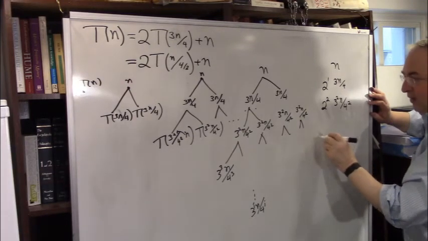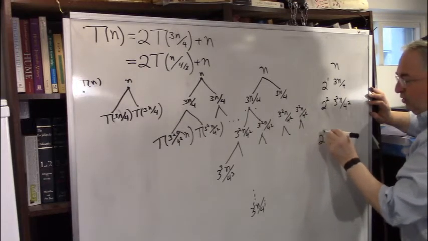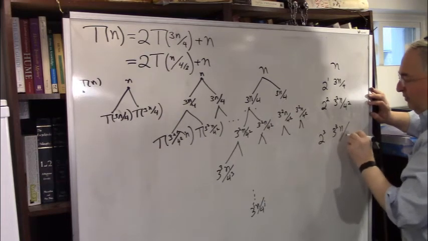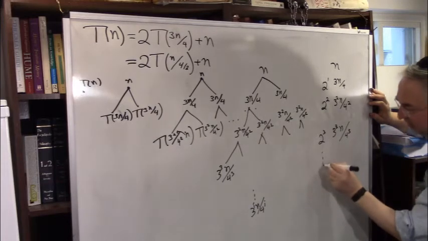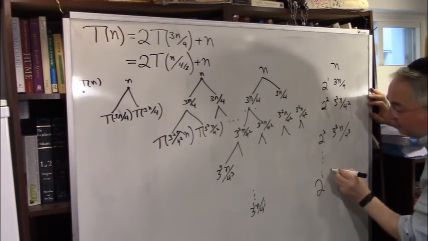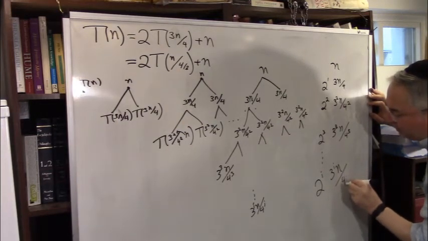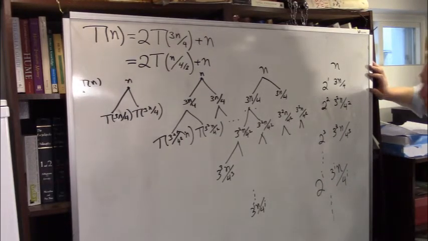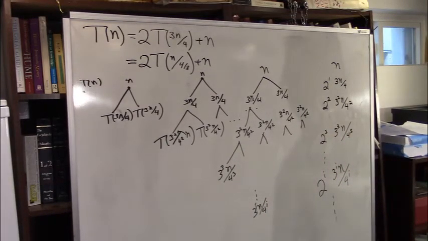Here you're going to have 1, 2, 3, 4. Here you're going to have 8 copies. You're going to have 2 to the third copies of 3 to the third n divided by 4 to the third. Okay. In general, dot, dot, dot, you're going to have 2 to the i copies of 3 to the i times n divided by 4 to the i. Okay. Now, so far, just the same, okay?